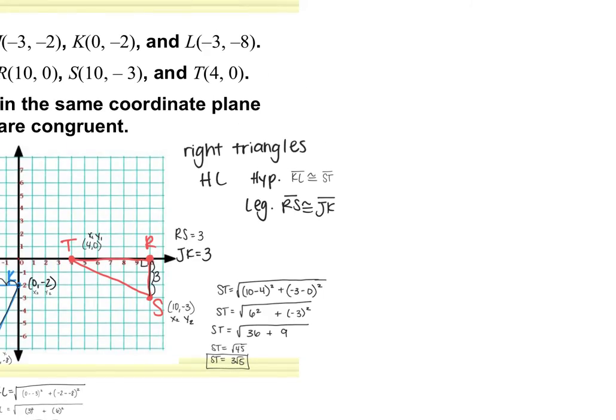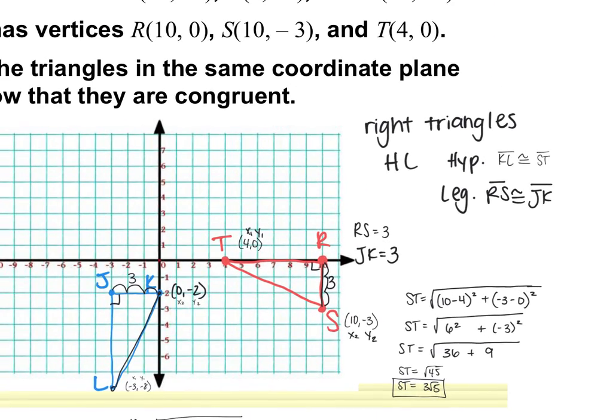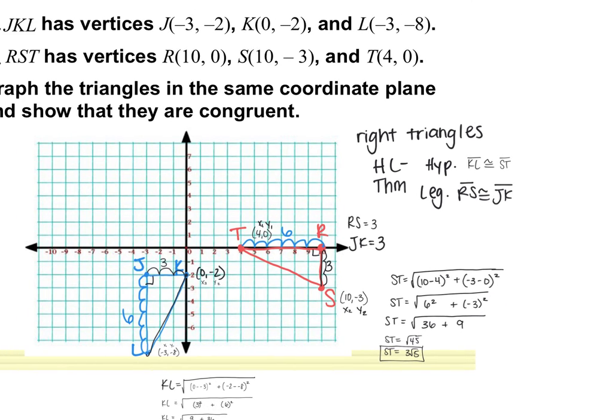And we can say that these two triangles are congruent by the hypotenuse leg theorem. You could have also used the SSS theorem, if you didn't recognize that they were right triangles, and you could have said that RT is 1, 2, 3, 4, 5, 6 units, and JL is 1, 2, 3, 4, 5, 6 units. So that would have given us 3 congruent sides, which would have applied the SSS theorem.